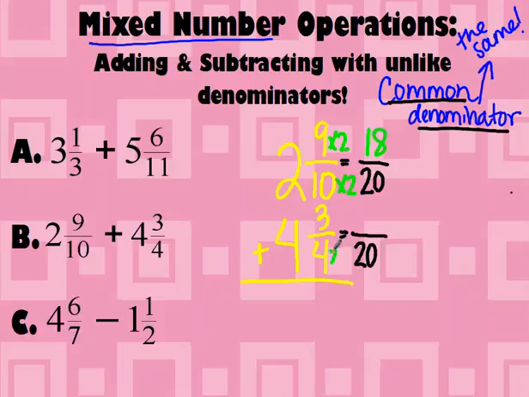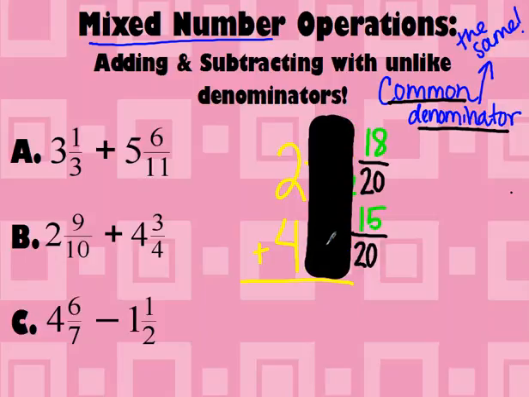Well, 4 times 5 gave me 20. Whatever I do to the bottom, I do to the top. So 3 times 5 is 15. At this point, I'm going to go ahead and hide our middle part here. Again, we already made our common denominator, so all of that just gets a little overwhelming sometimes.